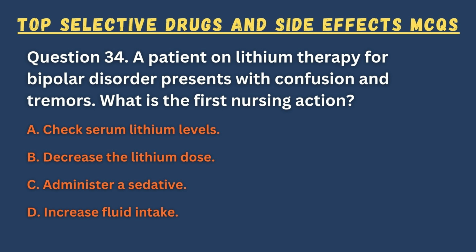Question 34. A patient on lithium therapy for bipolar disorder presents with confusion and tremors. What is the first nursing action? A. Check serum lithium levels. B. Decrease the lithium dose. C. Administer a sedative. D. Increase fluid intake.